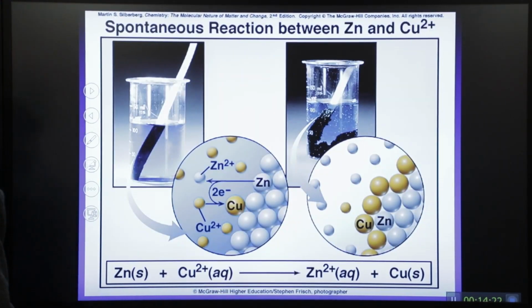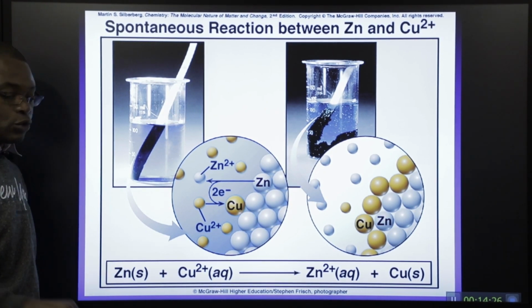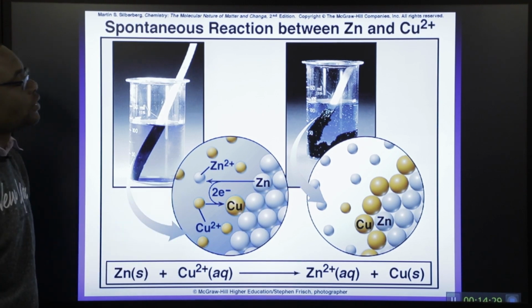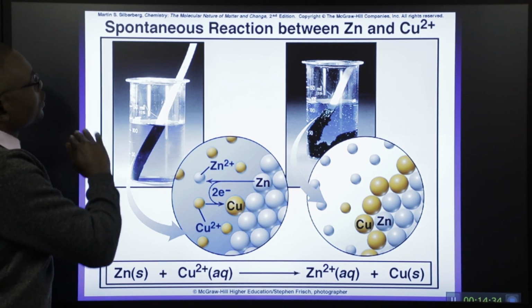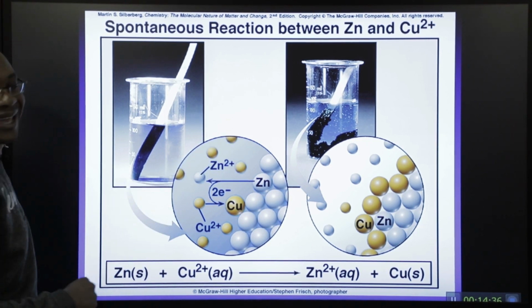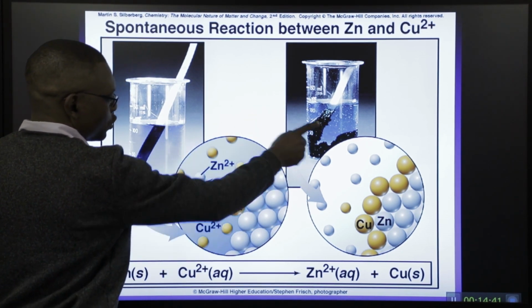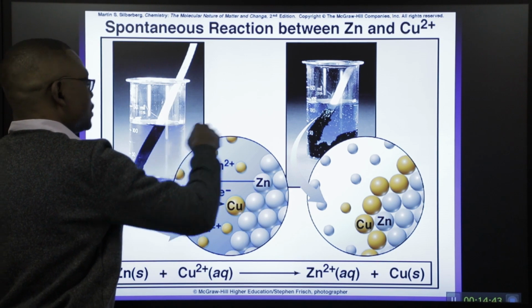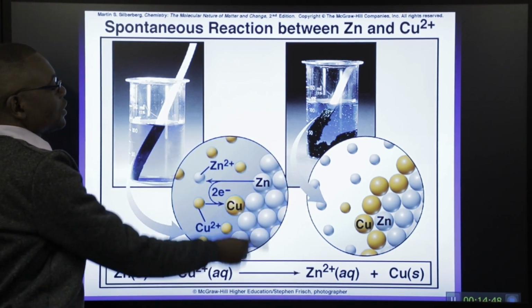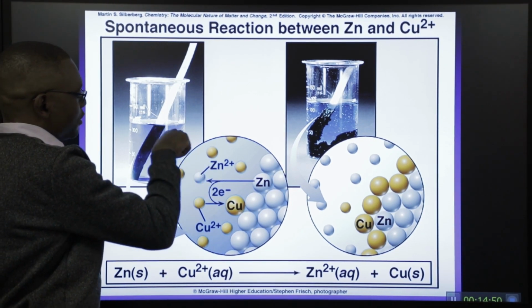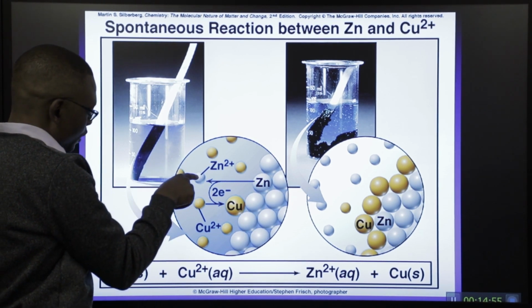So here is a practical representation of this phenomenon, which we are going to perform as an experiment in our next presentation. We are going to do this experiment where we have a spontaneous reaction between zinc and copper. What we have in here is a copper sulfate solution, and these are zinc electrodes.